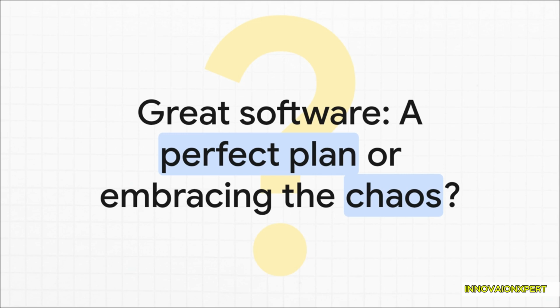Is great software the result of a perfect, rigid plan, or does it come from perfectly embracing the inevitable chaos? The journey of making software is really just a constant balancing act. It's a tug of war between structure and flexibility, between having a plan and being ready to adapt. And maybe finding that perfect balance, well, maybe that's the real art of building something great.